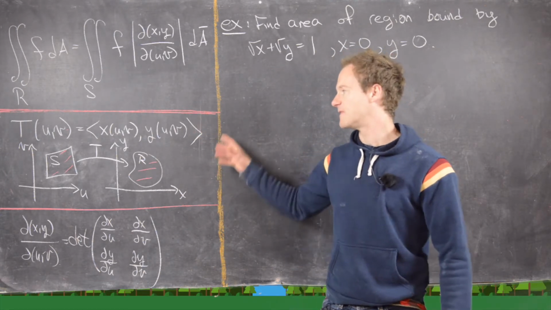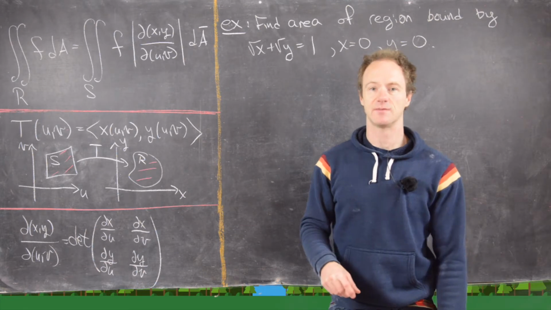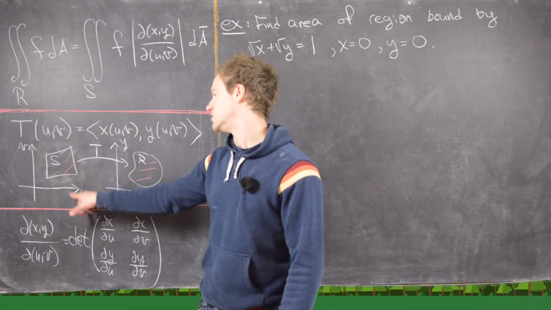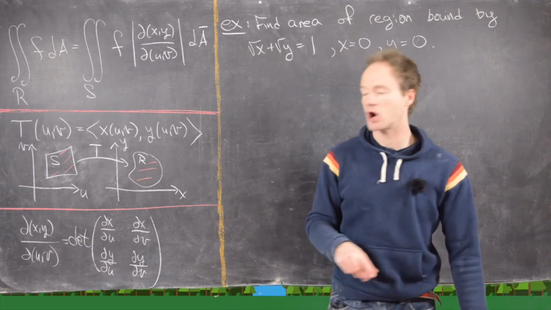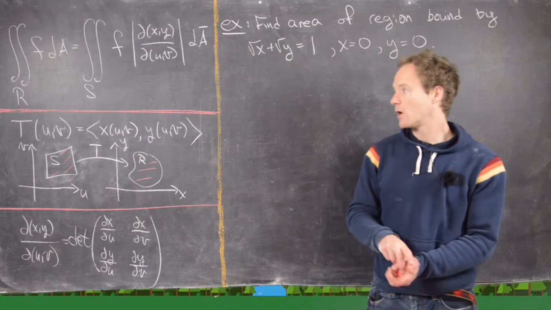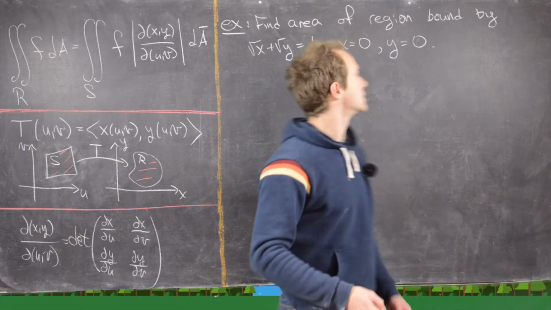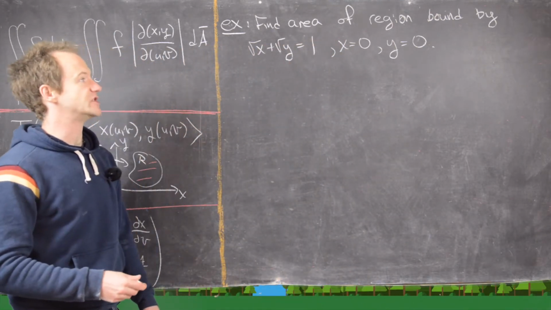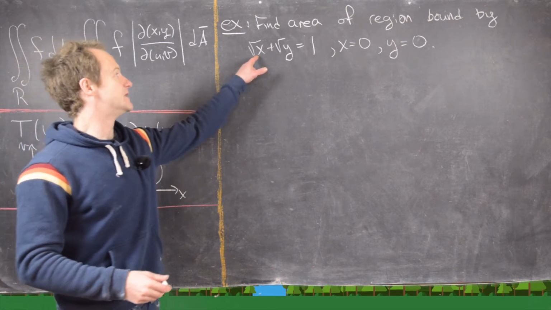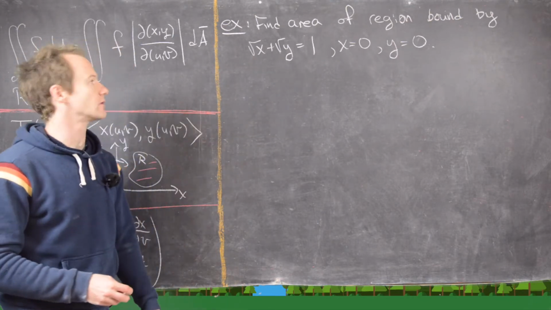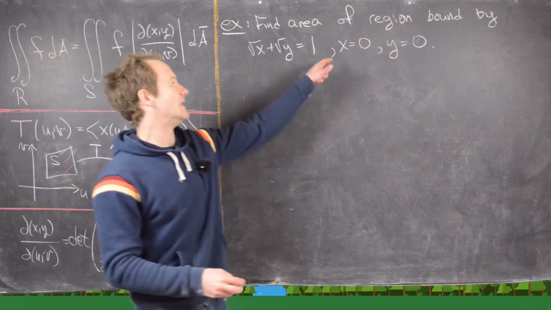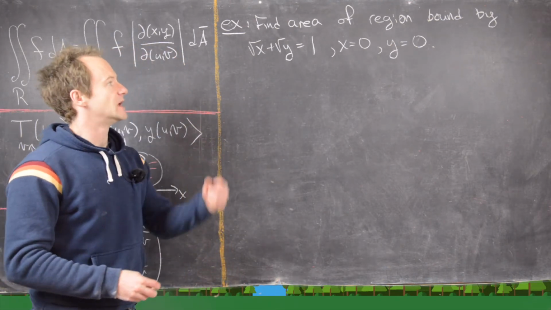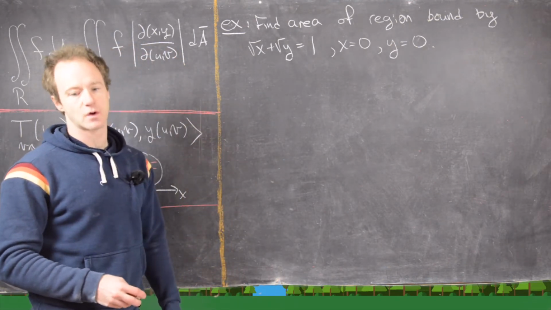So we can think about this change of variables as something geometric, taking the region S in the UV plane to the region R in the XY plane. Okay, so the first example that I want to look at is this one, which says find the area of the region bound by this curve square root of x plus square root of y equals 1, and then x equals 0, y equals 0. So in other words, in the first quadrant.